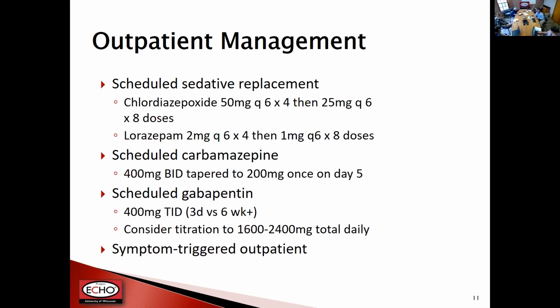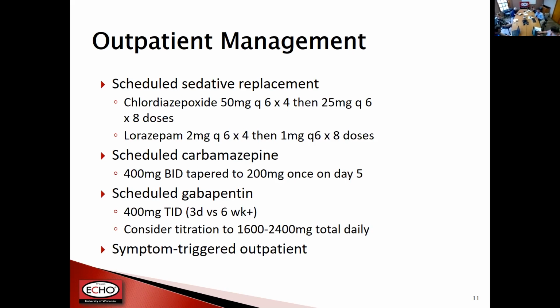Different regimens have been studied and vary to some degree. So I've put up a couple of examples here. Gabapentin, incidentally, in a randomized controlled trial, has been compared head-to-head with lorazepam and was similarly effective in terms of withdrawal scores if you get to this therapeutic range that you see out here.